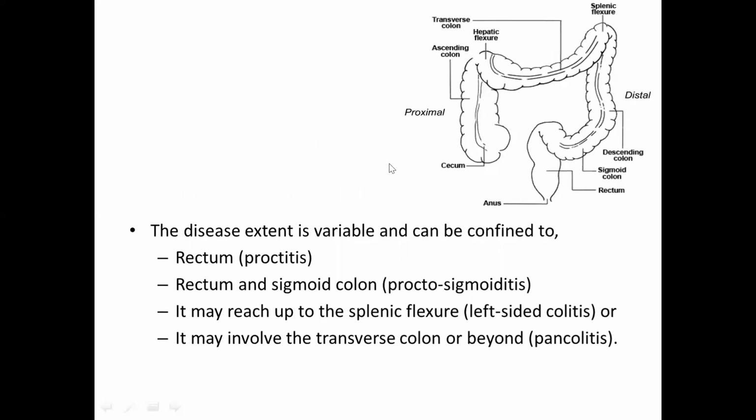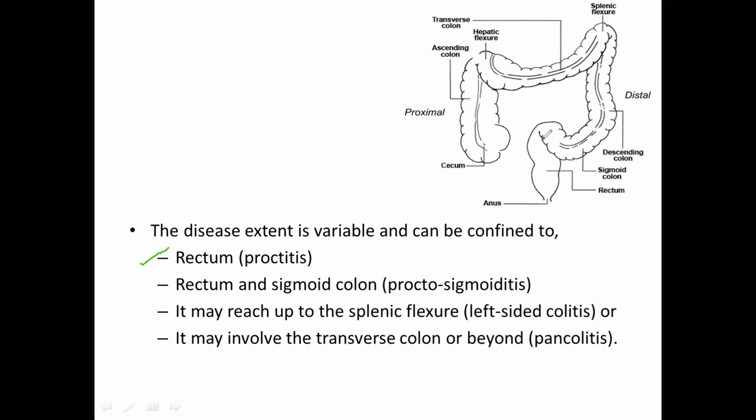Inflammatory bowel disease can also be categorized according to the site of involvement, or the extent to which the inflammation is affected or confined. So we know in ulcerative colitis, the most common site of inflammation is the rectum. If the rectum is involved, it is called proctitis. And if along with the rectum, the sigmoid colon is also involved, it is called rectosigmoiditis, or proctosigmoiditis.